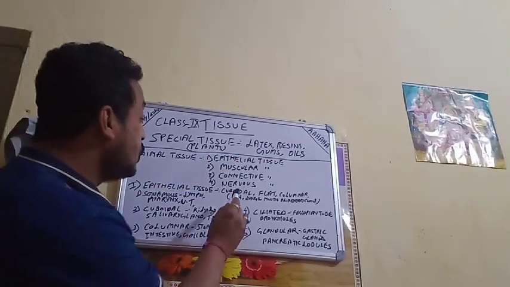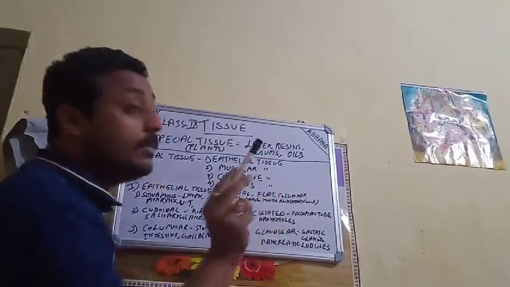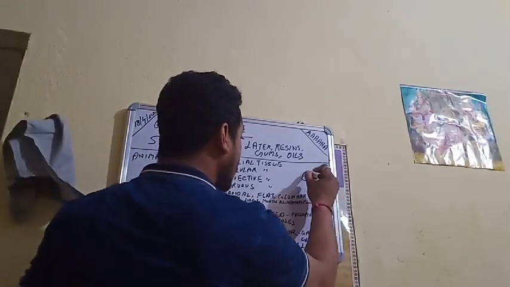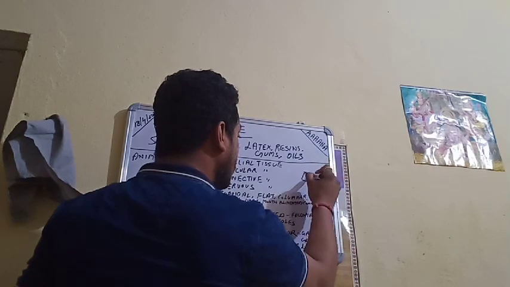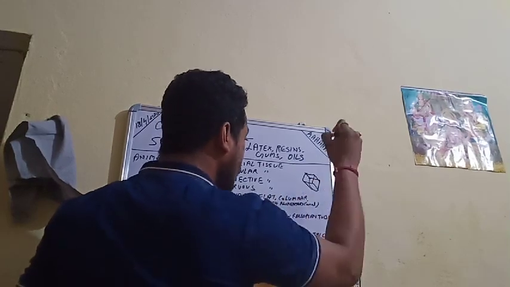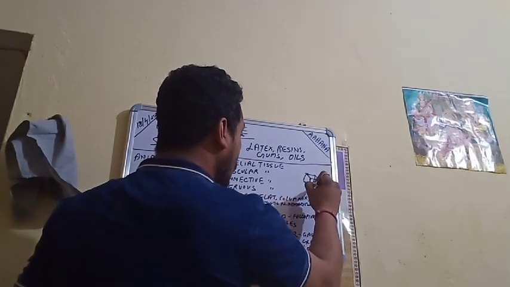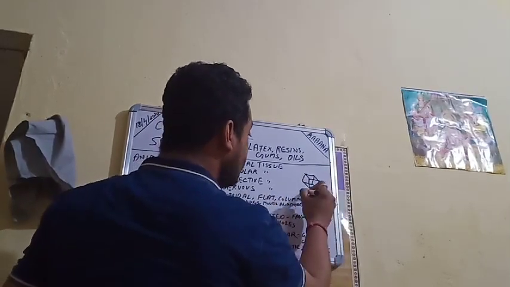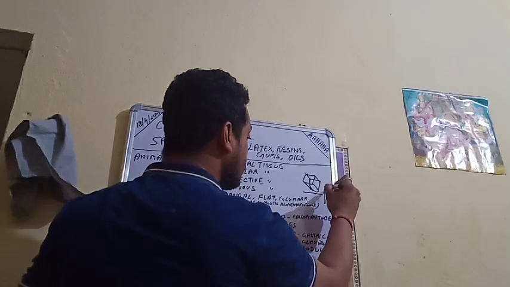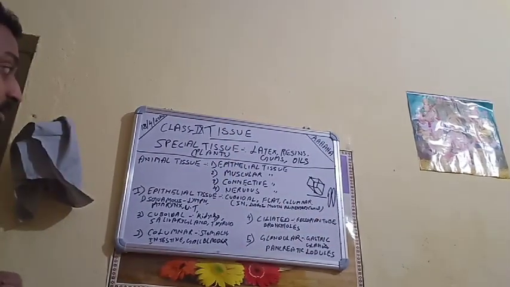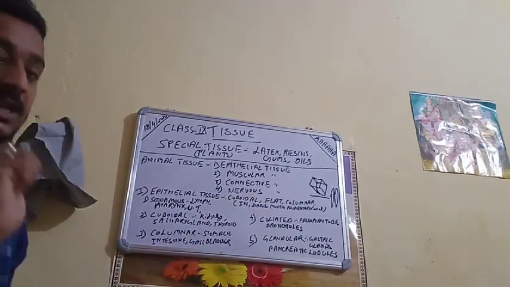Epithelial tissue is generally cuboidal, flat or columnar in shape. Cuboidal means this kind of shape, like this. This kind of shape is known as the cuboidal shape. It is either cuboidal or flat. Flat means like this, or columnar like this. So it is cuboidal, flat or columnar. There are three kinds of shapes for the epithelial tissue.